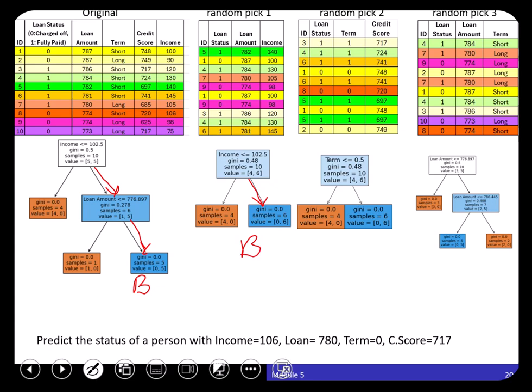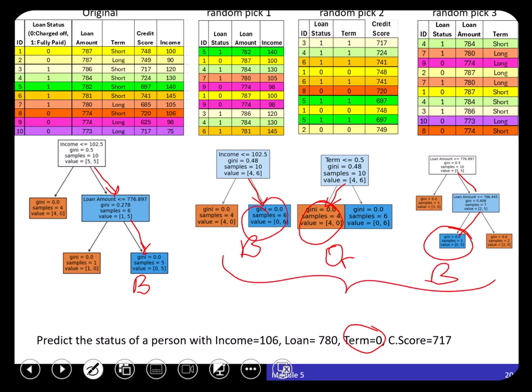According to our second random pick, this person goes to the orange category just because the term is less than 0.5, so this says orange. And according to our third random pick, this person goes to blue category again. So blue here, orange here, blue here. So according to our random picks, the majority, 2 out of 3, says this person goes into the blue category. According to our original set, this was also blue.